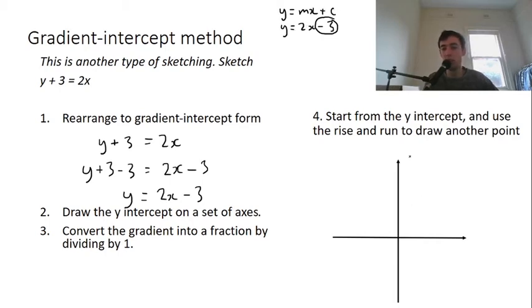Alright, now we can draw the y-intercept straight away. That's step number 2. We can label our axes. And the best thing about this method is, once you've got it into gradient intercept form, it's very easy to find the first point. So the first point is the y-intercept, which is where it goes through the y-axis. So it goes through the y-axis at -3, which has to be here.